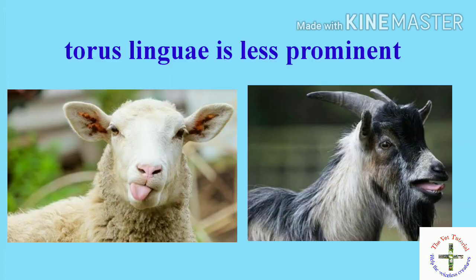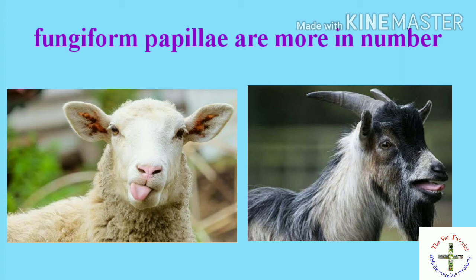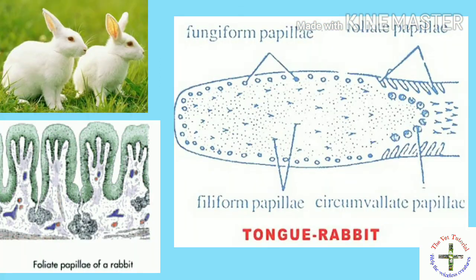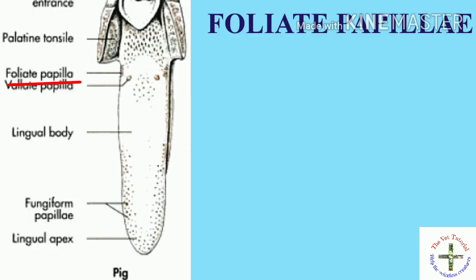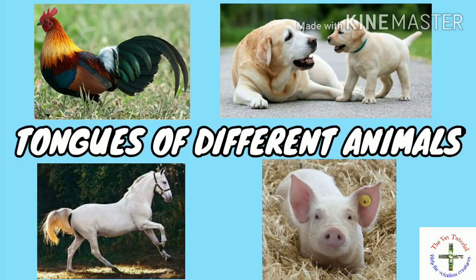In case of sheep and goat, the torus linguae is less prominent and the filiform papillae are soft and smooth, and the fungiform papillae are more in number. And remember that rabbit shows highest density of taste buds in foliate papillae. Foliate papillae are short and present 5 pairs of epithelial folds separated by palatal grooves on lateral and caudal margins of the tongue. And then let's study about tongues of different animals.